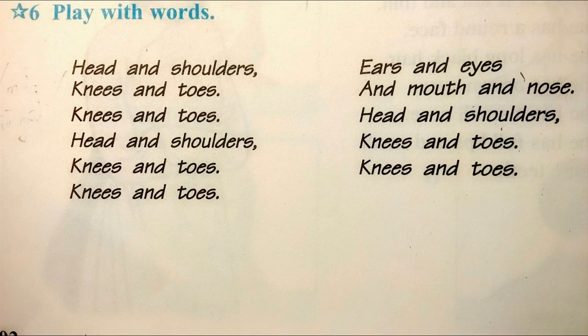6. Play with words. Head, shoulders, knees, and toes. Knees and toes. Head and shoulders, knees and toes. Knees and toes. Ears and eyes and mouth and nose. Head and shoulders, knees and toes, knees and toes.